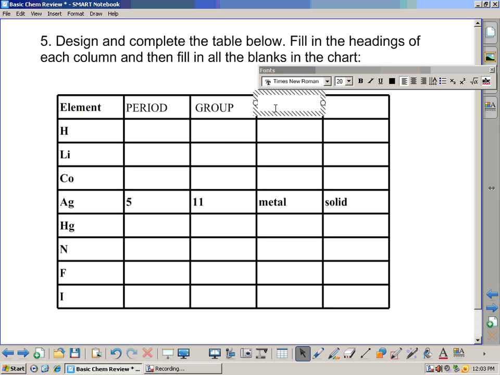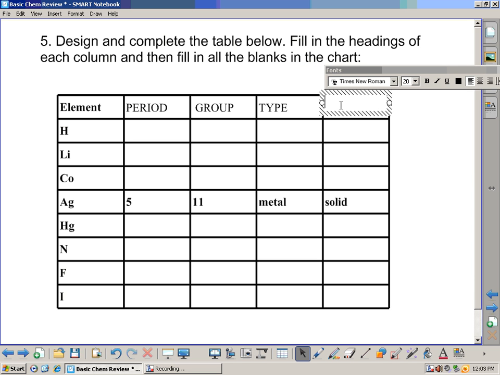The next column says metal. Well, that's going to be the type of element or the category. We'll say type. And the last column says that silver is a solid. Well, that's describing its state of matter.